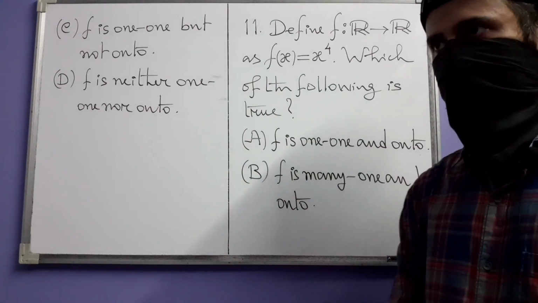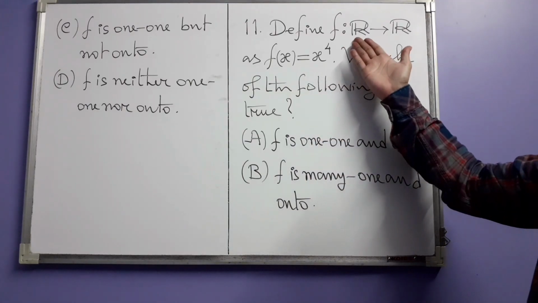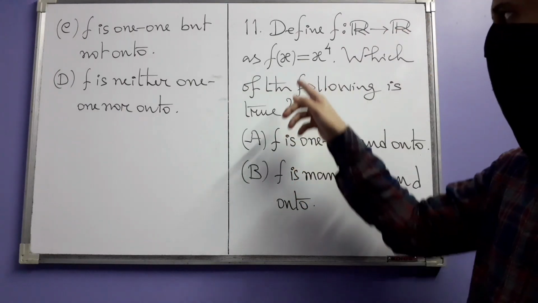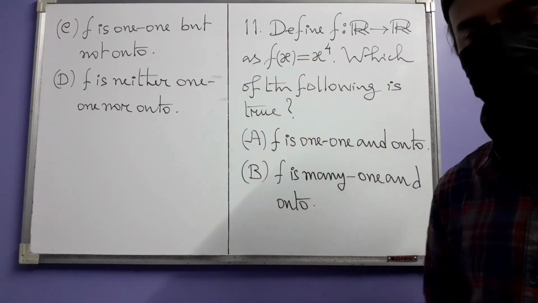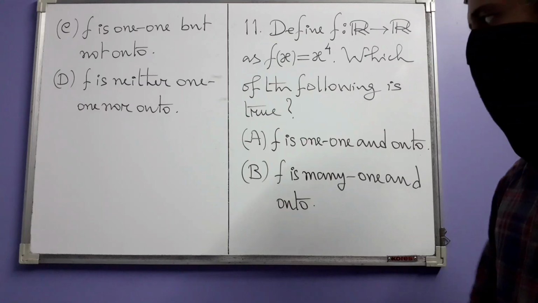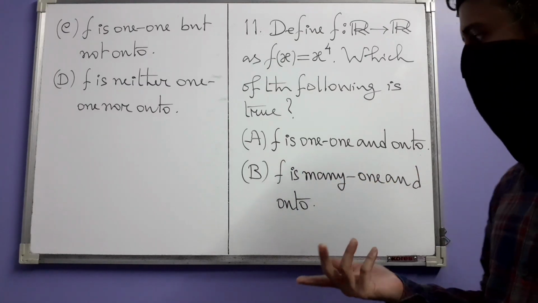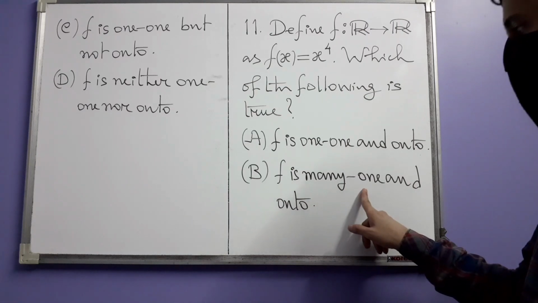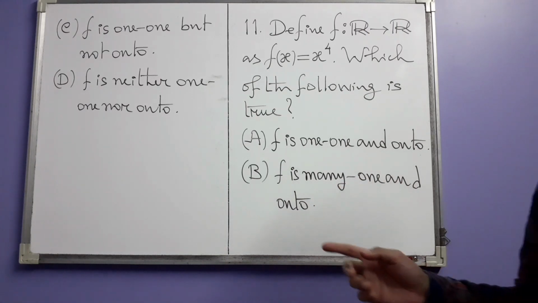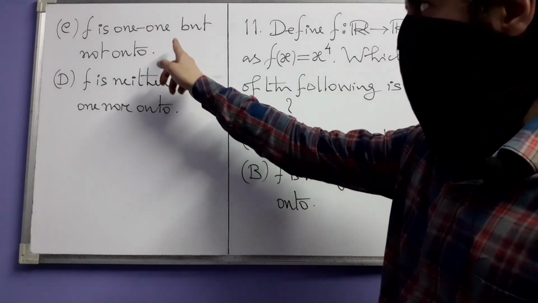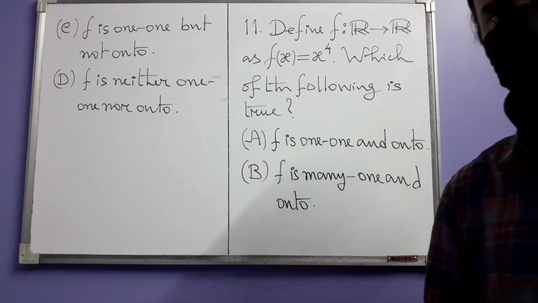Next, in this 11th one, it's a multiple choice question. A function is given from the set of real numbers into itself, and the definition is this: f of x equals the fourth power of x, and these are the options. Option A, f is 1-1 and onto, that means f is a bijection. Option B, f is many-1 and onto. F is not 1-1 but f is onto. Option C, f is 1-1 but not onto, and option D, f is neither 1-1 nor onto.